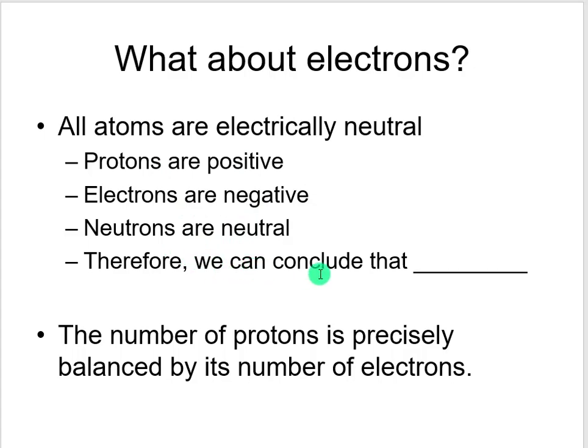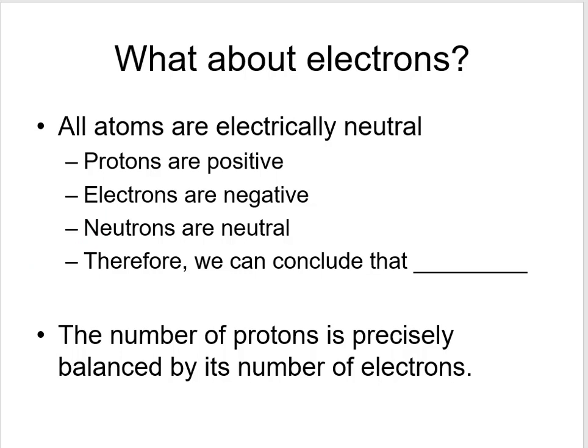So therefore, we can conclude that in a fresh atom off the factory line, so to speak, the number of protons is the same as the number of electrons. So the number of protons is precisely balanced by its number of electrons. Again, this is before chemistry. Keep in mind, if atom number 1 and atom number 2 are going to talk to each other and do some chemistry, they're going to negotiate electrons, and they may give away or pick up or share, and they're going to barter with electrons. But before all that happens, atoms are electrically neutral.